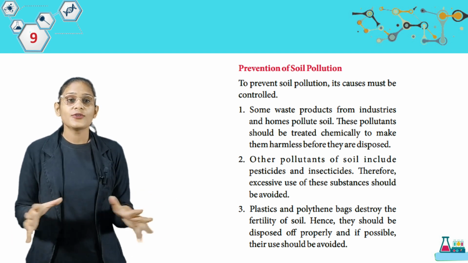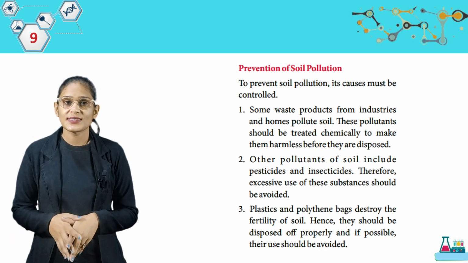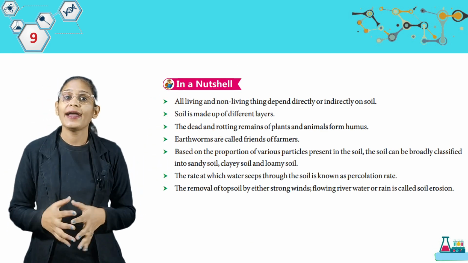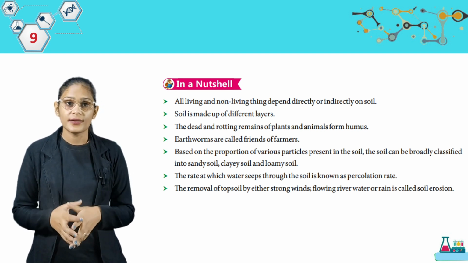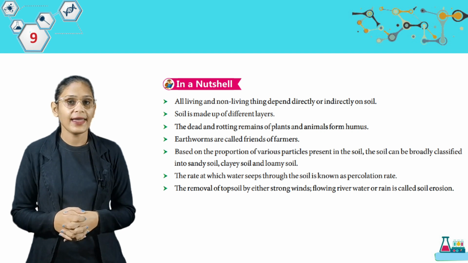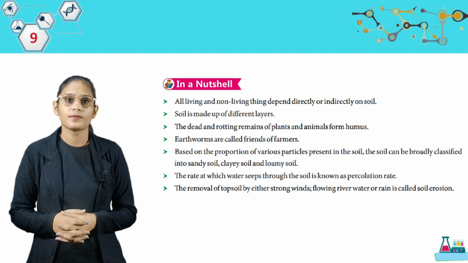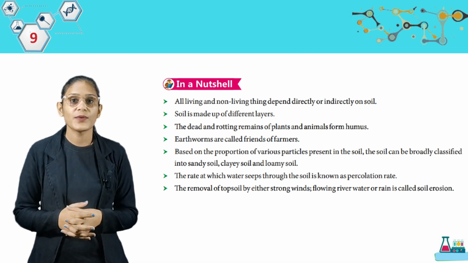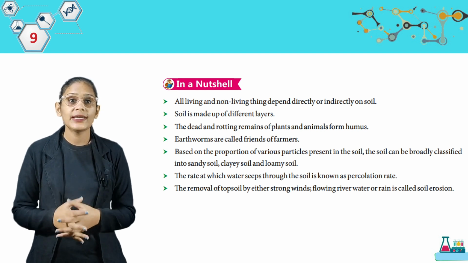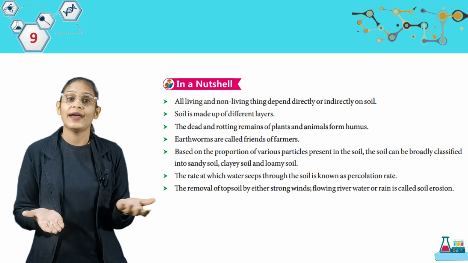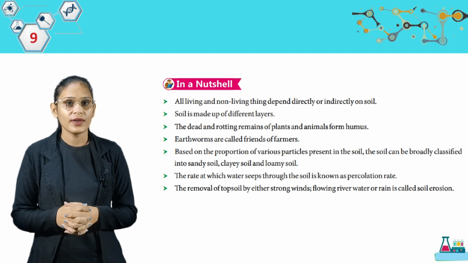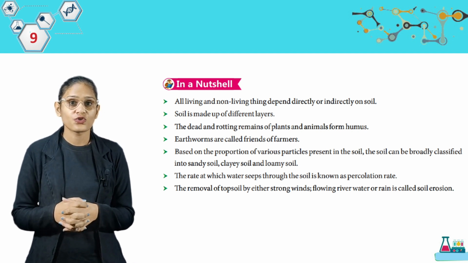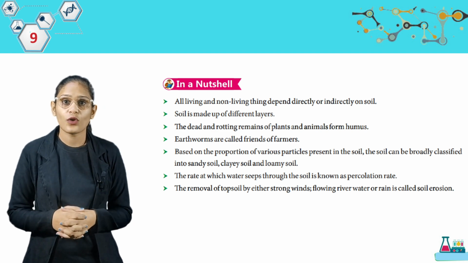Now, students, what we learn in this chapter, we are going to discuss it in a nutshell. All living and non-living things depend directly or indirectly on soil. Soil is made up of different layers. The dead and rotting remains of plants and animals form humus. Earthworms are called friends of farmers. Based on the proportion of various particles present, soil can be broadly classified into sandy soil, clay soil, and loamy soil. The rate at which water seeps through the soil is known as percolation rate. The removal of topsoil by either strong winds, flowing river water or rain is called soil erosion.